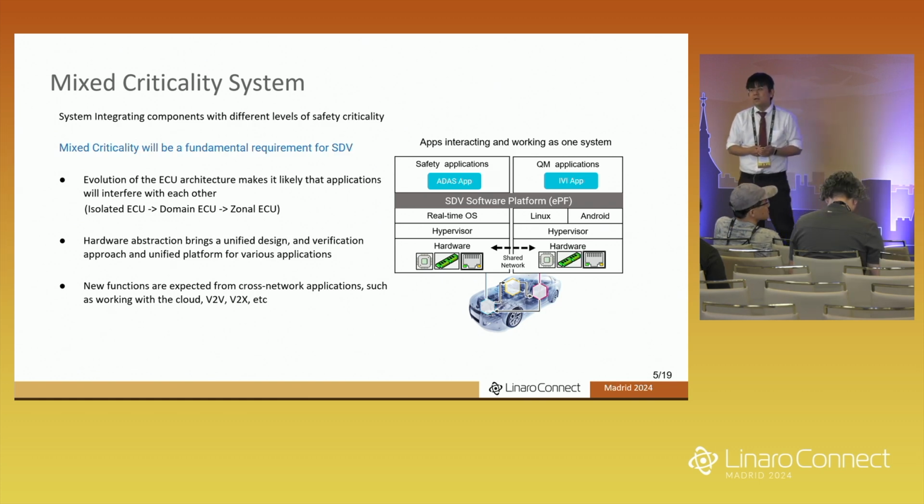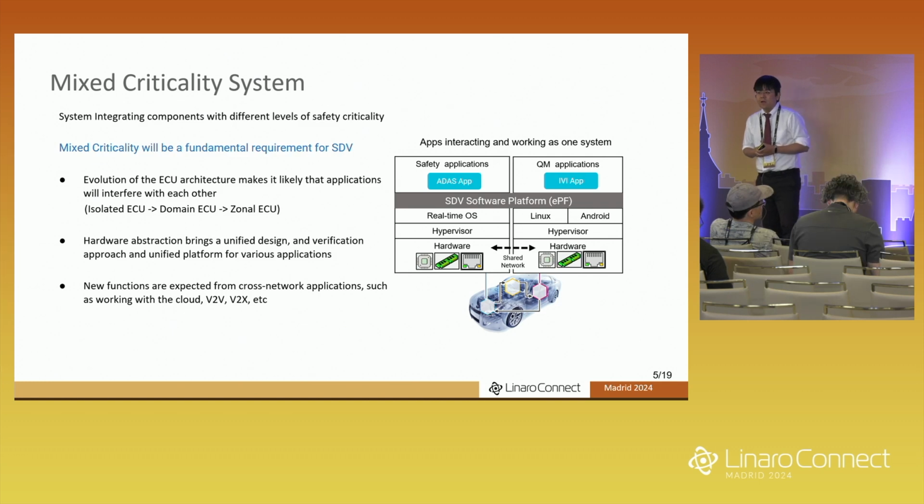And we are thinking mixed criticality system will be a fundamental requirement for SDV. Because the evolution of ECU architecture makes it likely that applications will interfere with each other. Currently, the isolated, many-ECU architecture is very common in the car. So we have a specific ECU for a specific domain, for example, ADAS ECU for ADAS application. But in the near future, these ECUs will be consolidated, and zone ECUs will be more common.